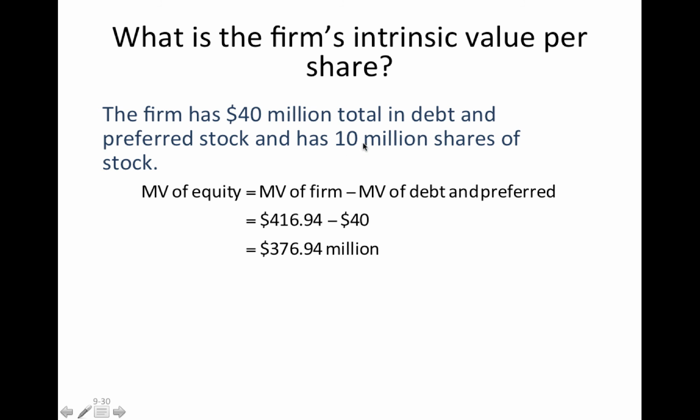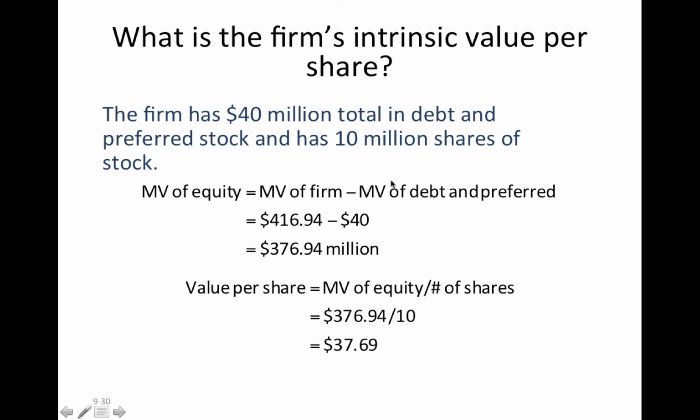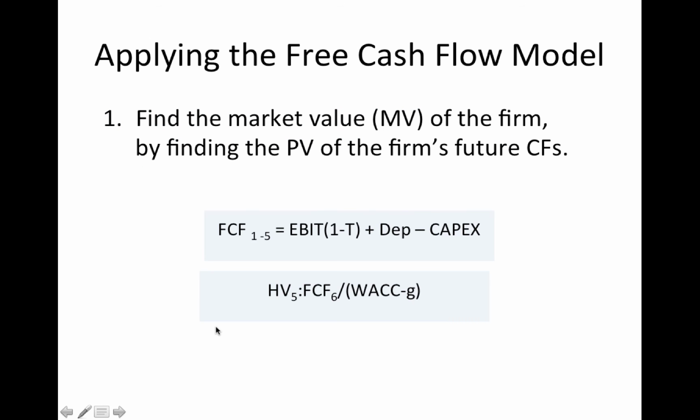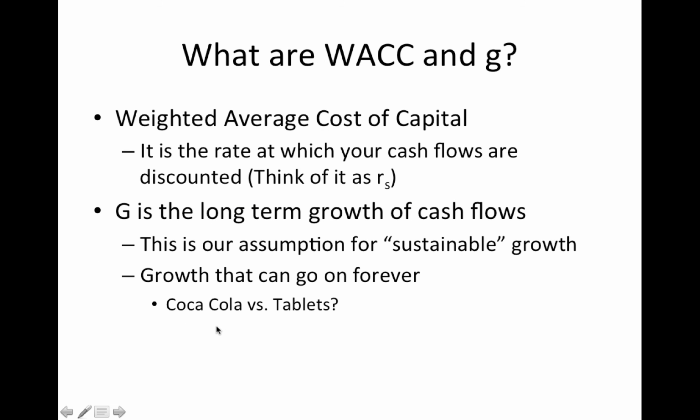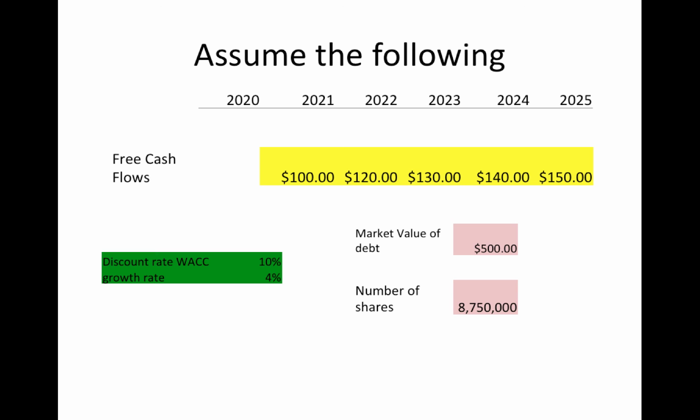And if we know that there are 10 million shares, well, you guessed it, the price per share should be $37.69. 376 million divided by 10 million. Easy peasy? I hope so. Again, that's how we apply the model. Go back to the slides and make sure that you can make sense of them.